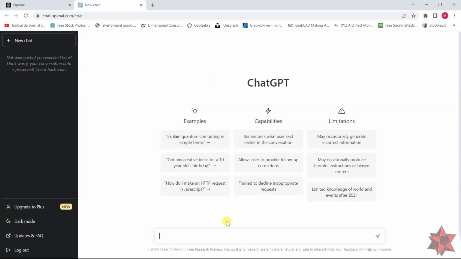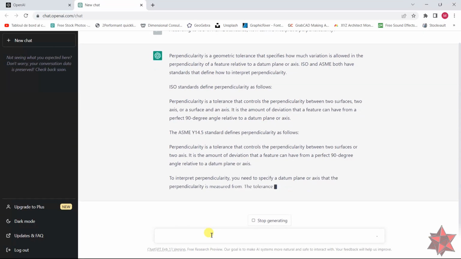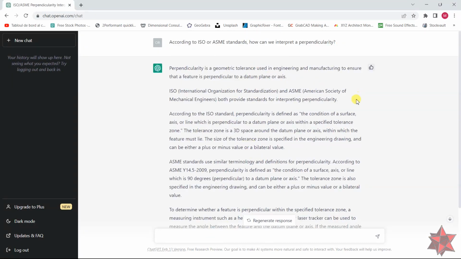Now let's ask it about how to interpret a perpendicularity. But let's give it more context. So I'm going to type in and here we have the response from ChatGPT.